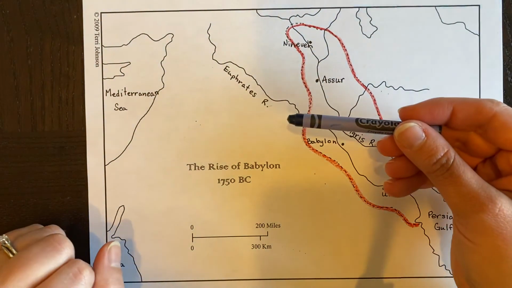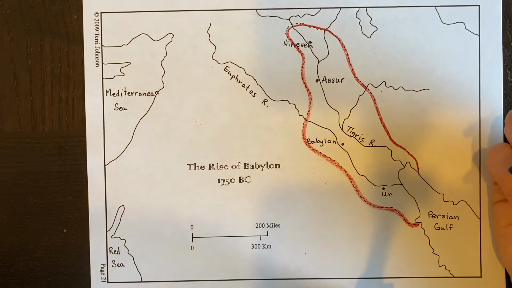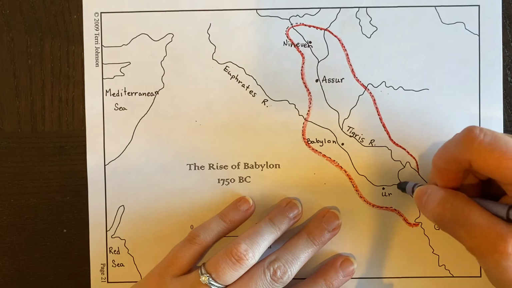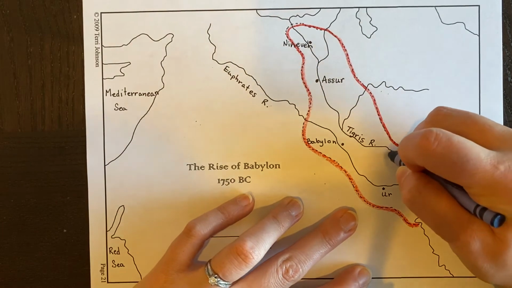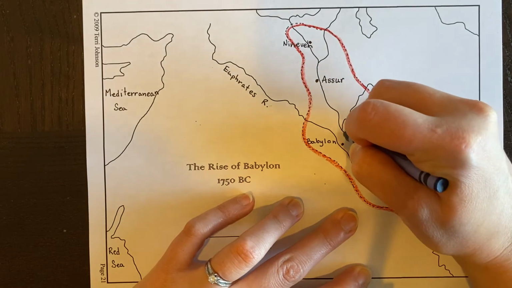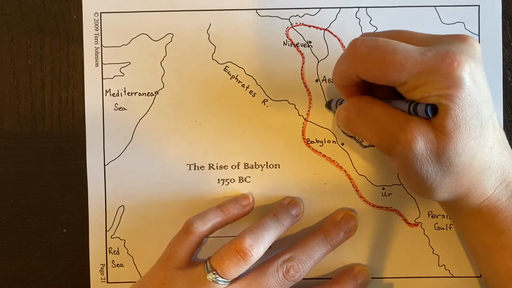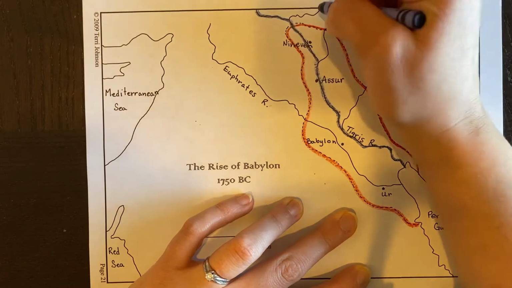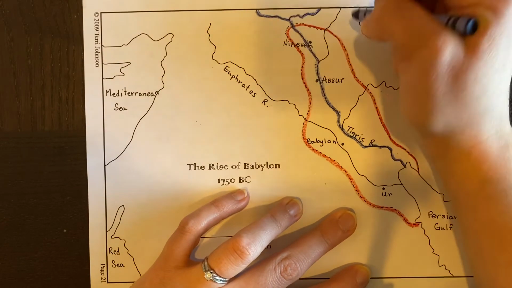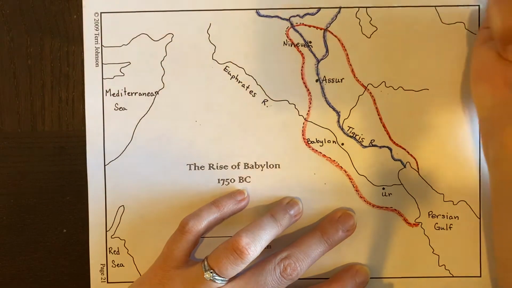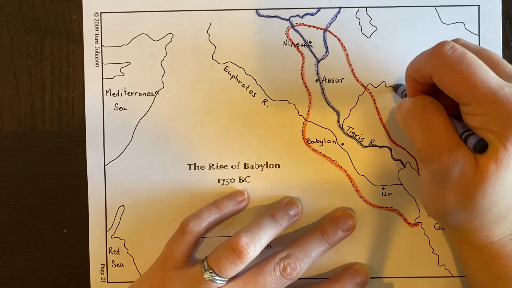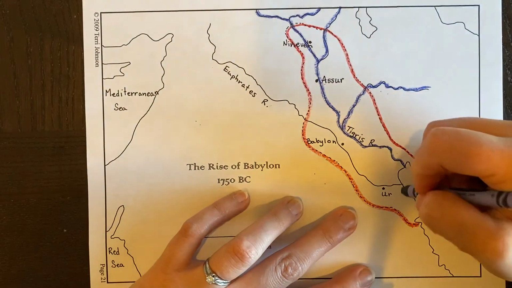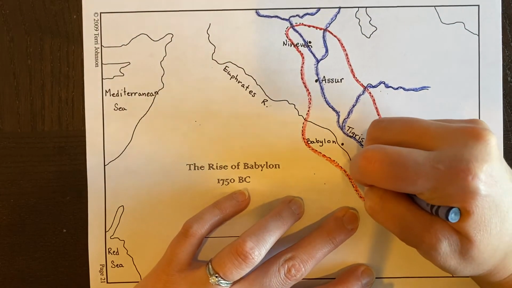Now we need our blue. With our blue, we are going to do our bodies of water. So we are going to trace both the Tigris and Euphrates rivers, as well as all their tributaries. So all the other rivers that flow off of the Tigris, and I guess it's mostly the Tigris on this map. We don't see any of the really small tributaries that come off of the Euphrates River.